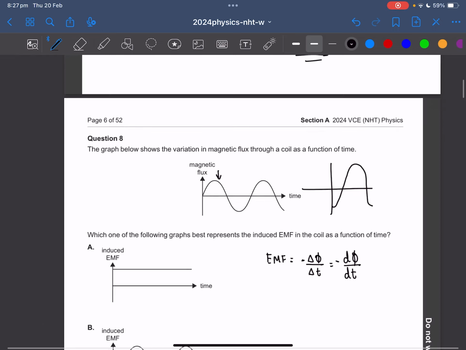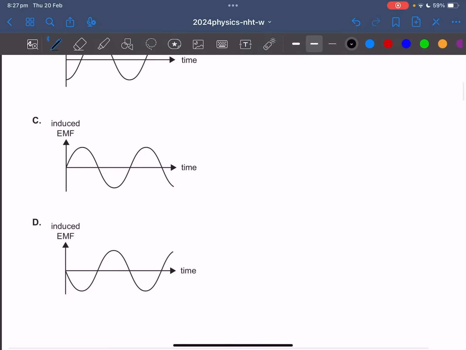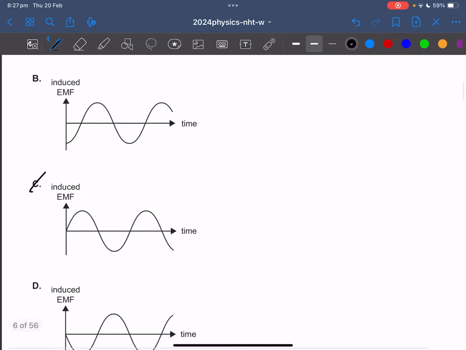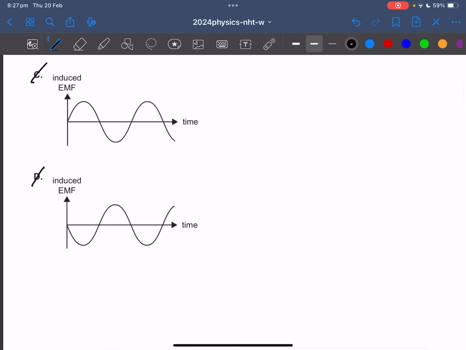Okay? So it can't be option A for sure. Option B, yes. It can't be option C either, because that is just the same graph, okay? Can't be option D either, because it's just simply negative. It's just reflected.